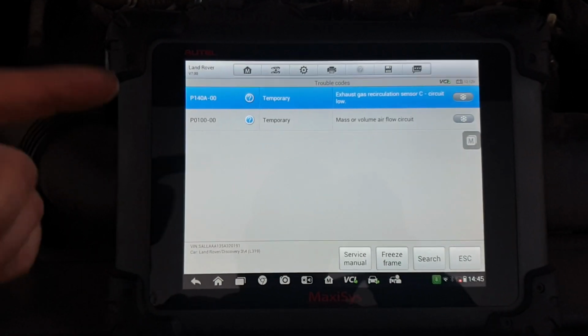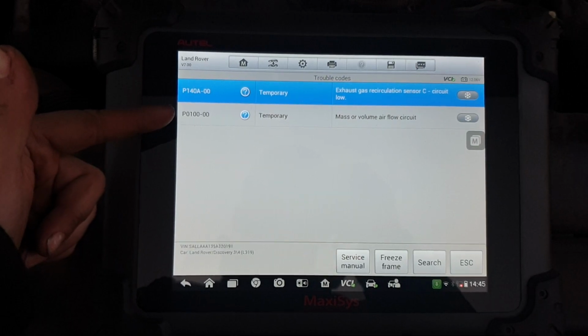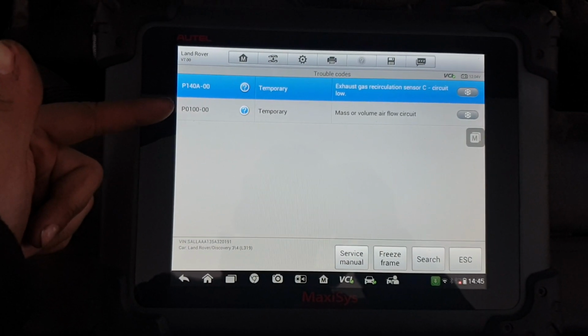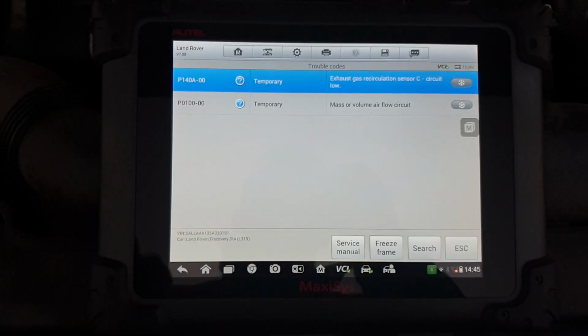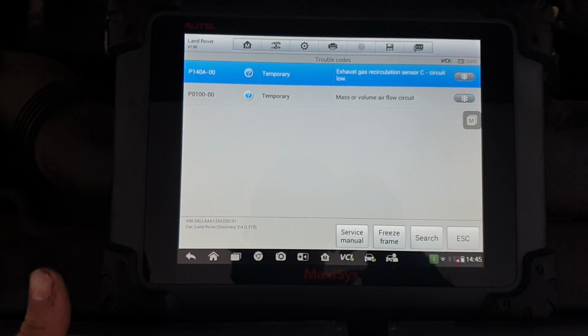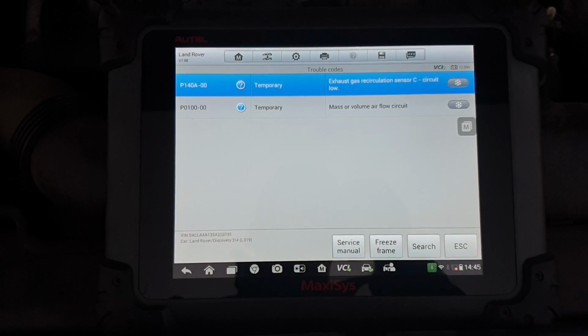Now we all know that if we have a fault with the EGR valve, it's going to affect the mass airflow sensor, and if the mass airflow sensor isn't working, it can also trigger false codes for the EGR valve. So we need to identify, is it the mass airflow sensor or is it the EGR valve, or is it both? Do we have two separate faults?